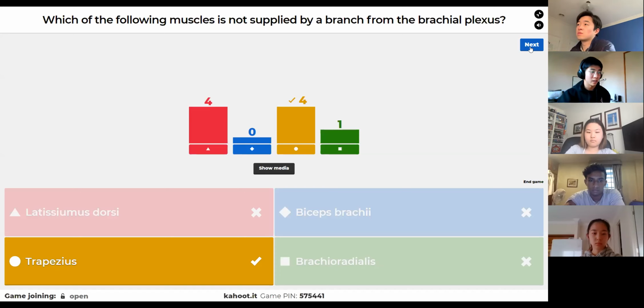Biceps brachii and brachioradialis: the biceps is innervated by the musculocutaneous nerve, whereas the brachioradialis is probably from your median nerve, I think. In other words, from the brachial plexus.